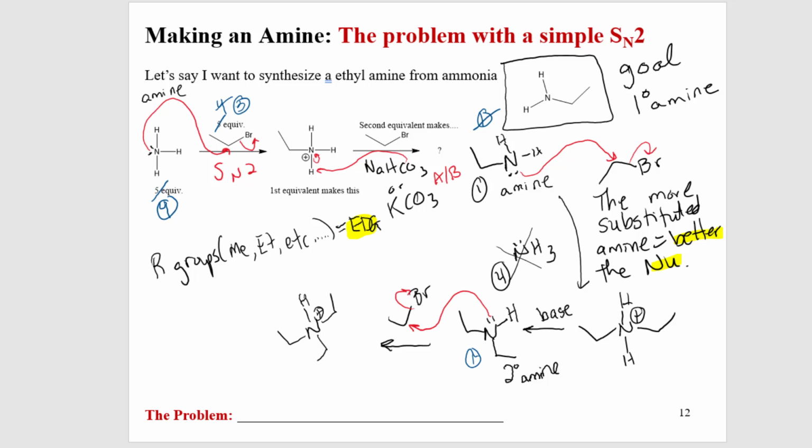And now I'm here. Now I have triethylammonium. I'm way past my goal now, right? I've made my goal and then I just kept going, right? I had no control over it. It just keeps alkylating. And then the base comes in and takes off the extra proton. And now I'm at, oops, I'm making a lot of oopses today. Now I'm at triethylamine.